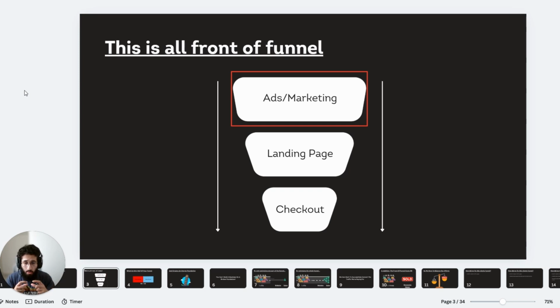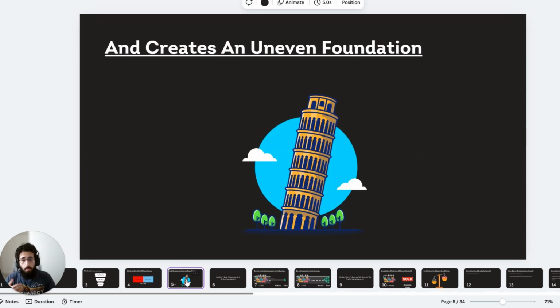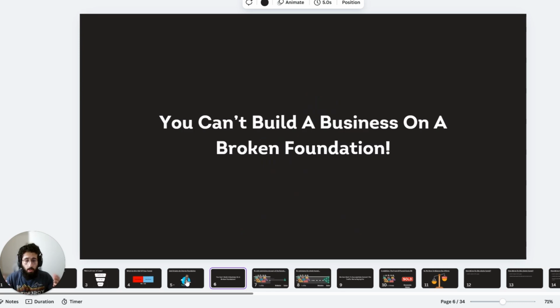So we're only focusing on one part of this entire funnel, and in doing so, we're quite literally neglecting half of the funnel. Because you've got the front of funnel, which is where the ads and stuff are occurring, where we have the traffic generation, and then we have the back of funnel where we actually convert that traffic and generate revenue from them. And so if we only focus on one and not the other, then we end up with a really uneven foundation, and we can't build a business on a broken foundation.